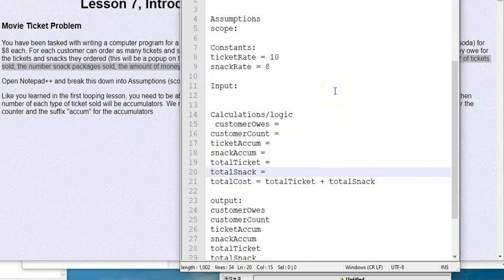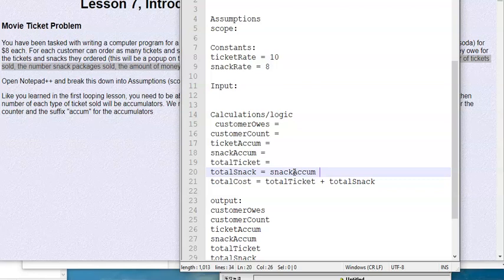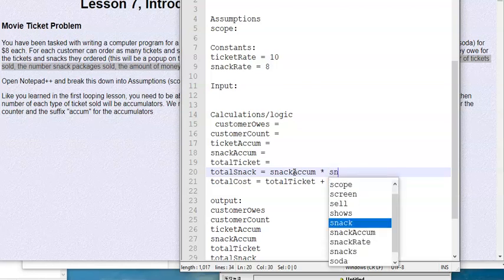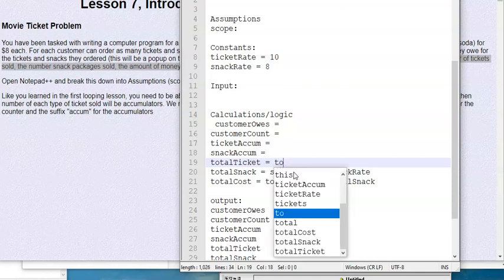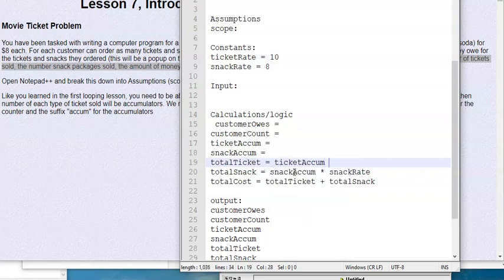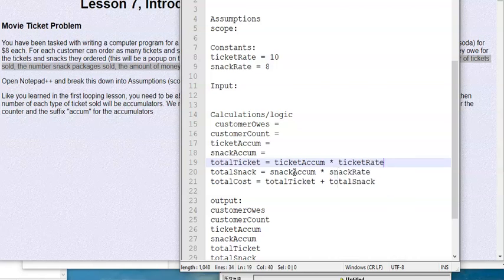All right, so total snacks. How am I going to know how much money I've taken in snacks? Well, if I know how many snacks I've sold and I know the price of that snack, then that's easy. All right, so it's going to be snack accum. That's how many snacks that we've sold. And we're simply going to multiply that by the snack rate. And then tickets the same thing. So if I know how many tickets, and that's going to be the ticket accum, and then multiply that by the ticket rate. Now I know how much I've done. See how that reveals itself?